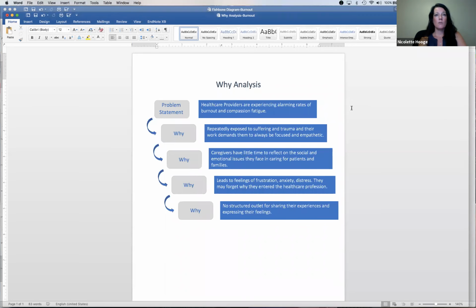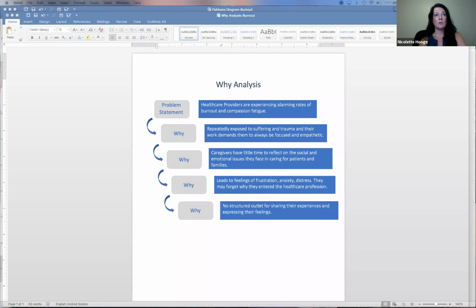So I took all the information there and I went over to the 5 Why analysis template. And here you go ahead and you put your problem statement at the top. Again, my problem statement is that healthcare providers are experiencing alarming rates of burnout and compassion fatigue. And then you just keep asking yourself why. So why are they experiencing this?